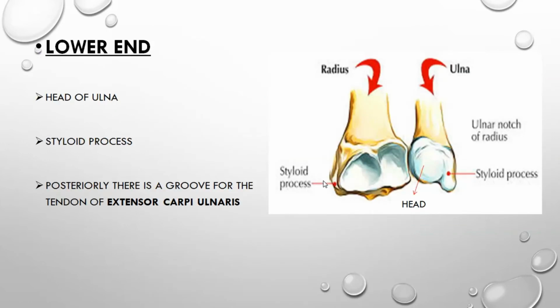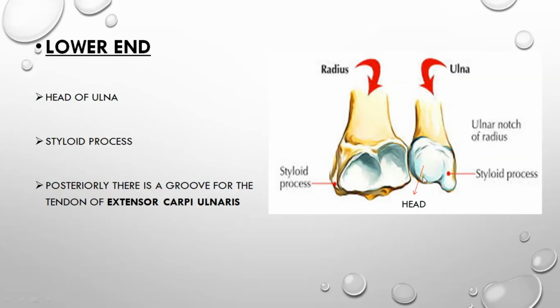Now come to the lower end. On the lower end, as we have discussed, the lower end is small as compared to the upper end. On the lower end, two important structures are present. The first is the head of ulna. This whole part is the head of ulna.